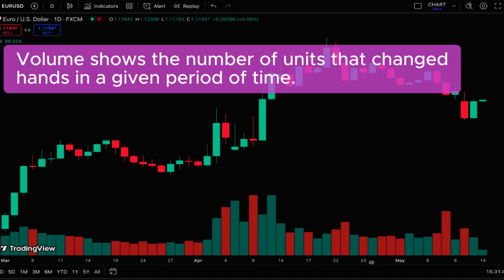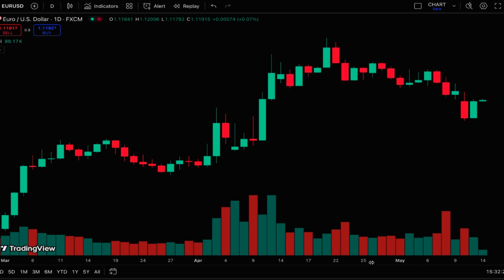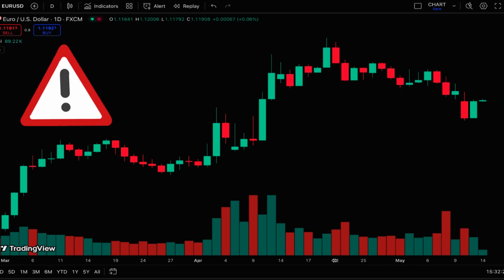For example, in Forex, it is the total amount in terms of the currency. In stock market, it's the number of shares. In the futures market, it's the number of contracts. And in cryptocurrency market, it's the number of coins that are traded over a period of time. Paying attention to volume is important for both short-term traders and long-term investors.